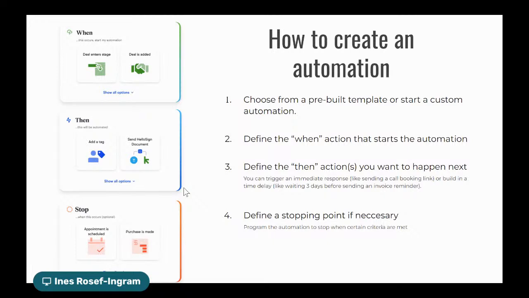Then there's some action, step 3. Then there's the action that happens next. So what happens is that I send you the ebook. So that is in my automation. Other things you can have are an immediate response, like sending a booking call link, or building in a time delay.